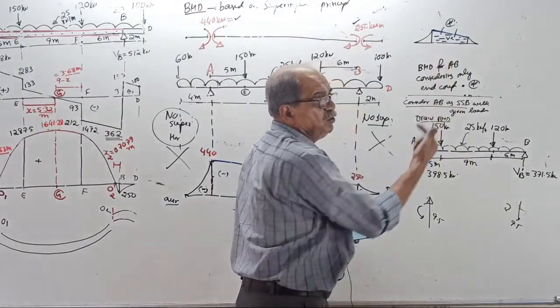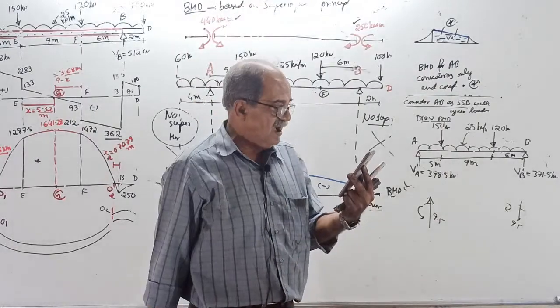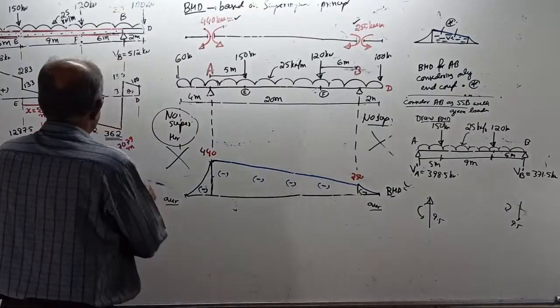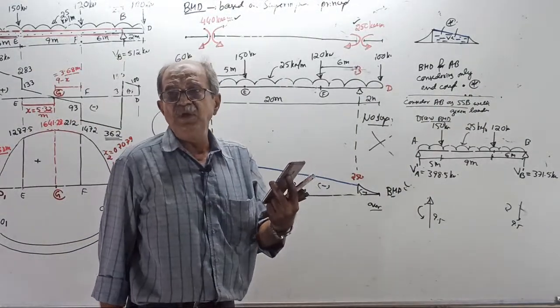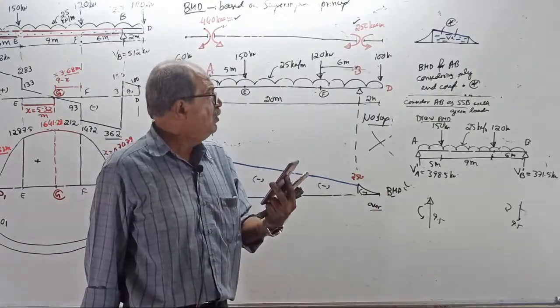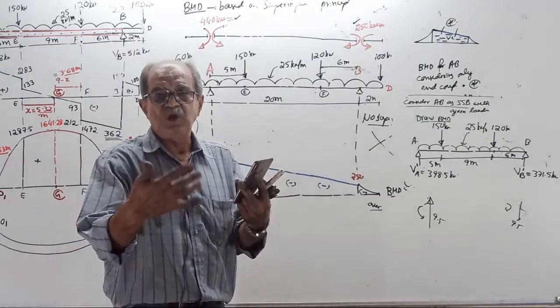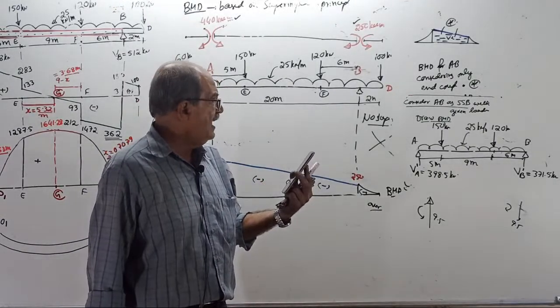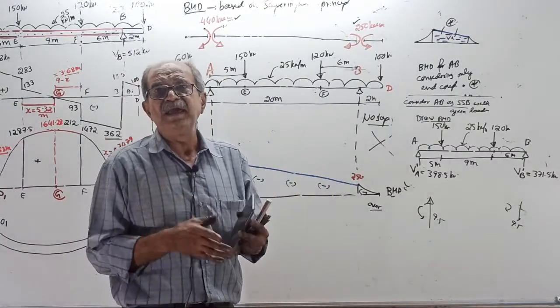371.5 up due to loading and 9.5 down due to couple. Answer. Earlier we got 362. Now, that is what it should be. 371.5 up and 9.5 down. Oh, that means perfectly correct.